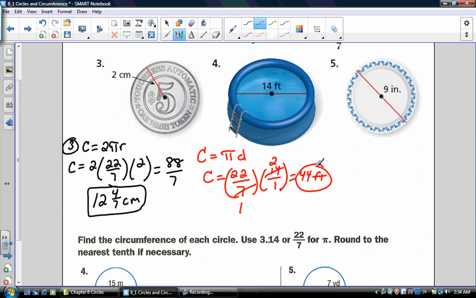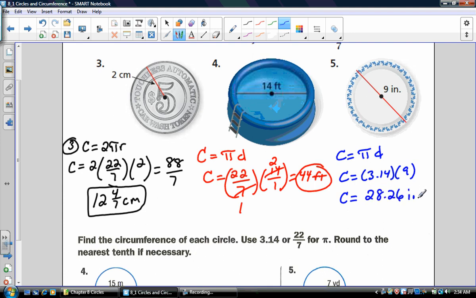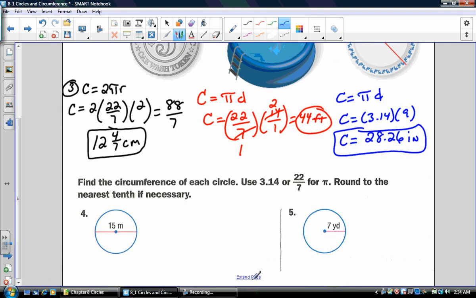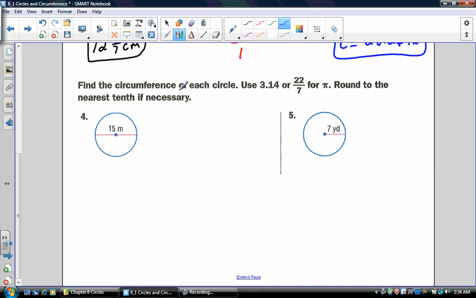All right. This last example, right, circumference is going to be equal to pi times the diameter because we're given the diameter of the circle. Circumference is going to be equal to 3.14 we'll use for pi this time, times the diameter, which is 9. So circumference is going to be equal to, what's that, 28.26. And the units here would be inches. All right. A couple more, right, just to get some practice in. Find the circumference of each circle.